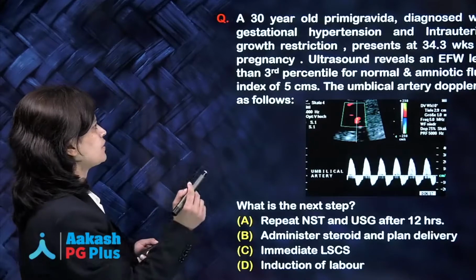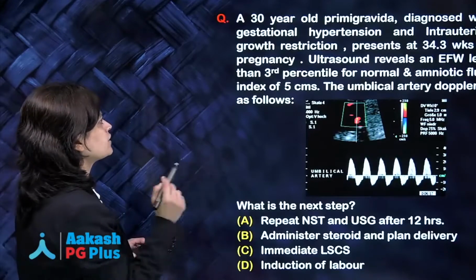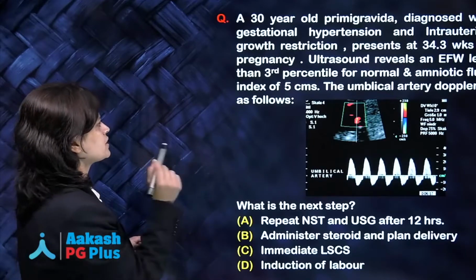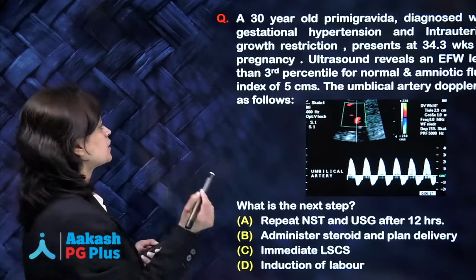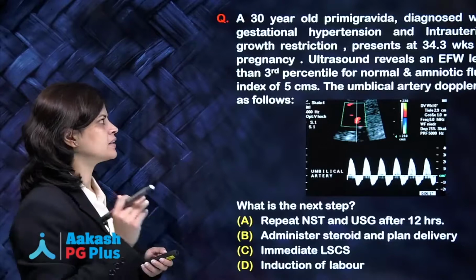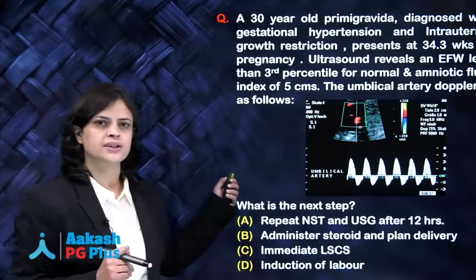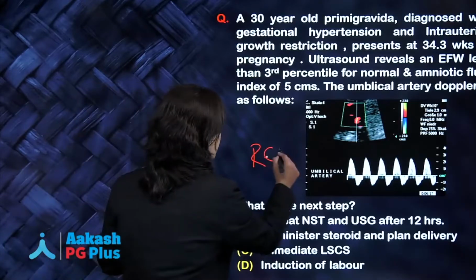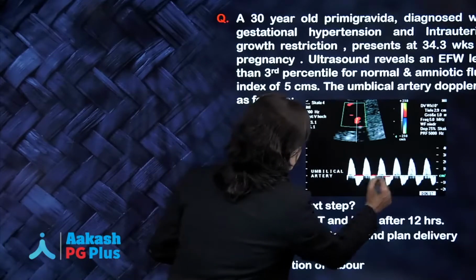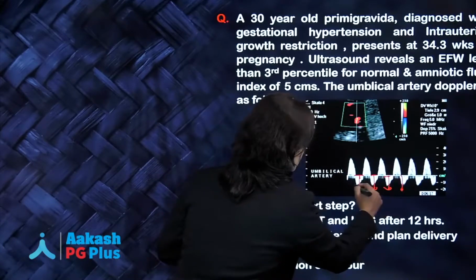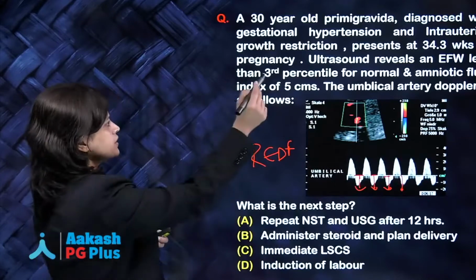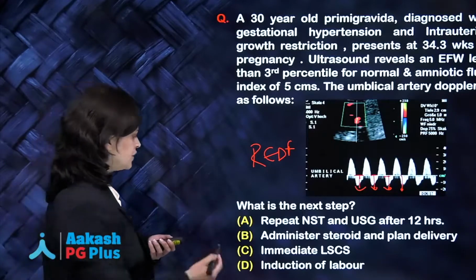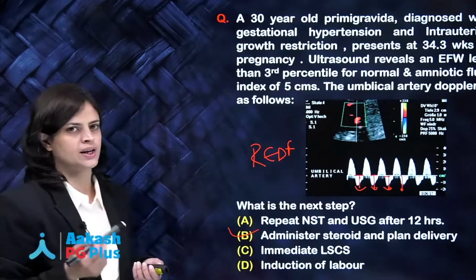A 30-year-old primary gravida is diagnosed with gestational hypertension and intrauterine growth restriction, presents at 34.3 weeks of pregnancy. Ultrasound reveals estimated fetal weight less than 3rd percentile and amniotic fluid index of 5 centimeters. Umbilical artery Doppler is as follows. So, can you identify the pattern of the umbilical artery waveform? So this is reversed end diastolic flow. As you can see in diastole, the blood flow is reversed. So reversed end diastolic flow at 34.3 weeks, you give the patient steroids and you contemplate delivery. So here the answer is administer steroid and plan delivery.